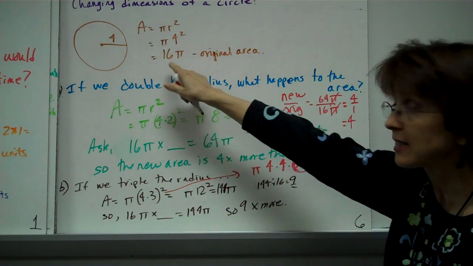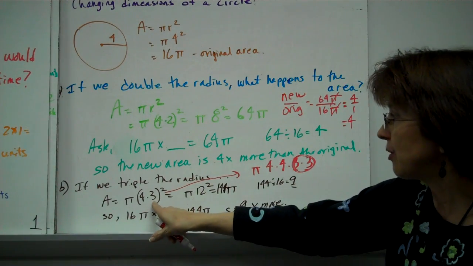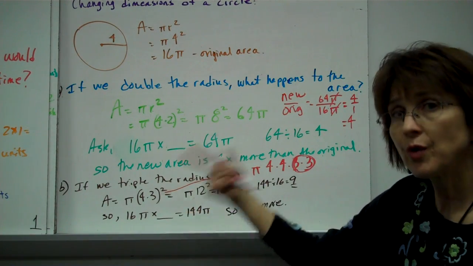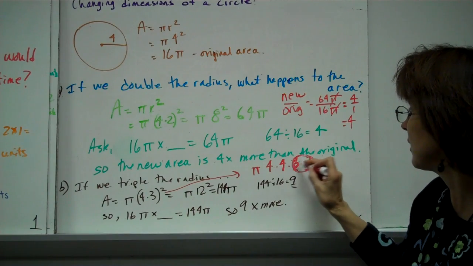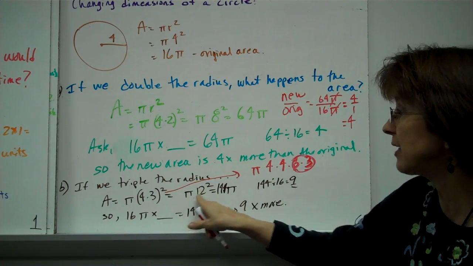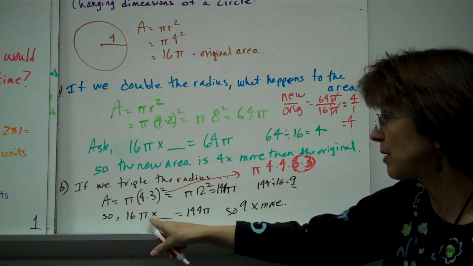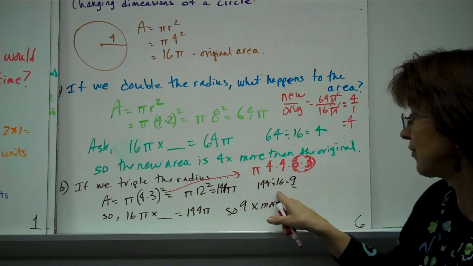This 4 times 4, that's the 16 that you had originally. But now you're tripling the radius, and you have to square that. So you're really doing 3 times 3. All right? And that's how you come out to be 9 times more, because that'd be pi times 12 squared, which is 144 pi. So 16 times pi times what is 144, and when you divide, it's going to be 9.